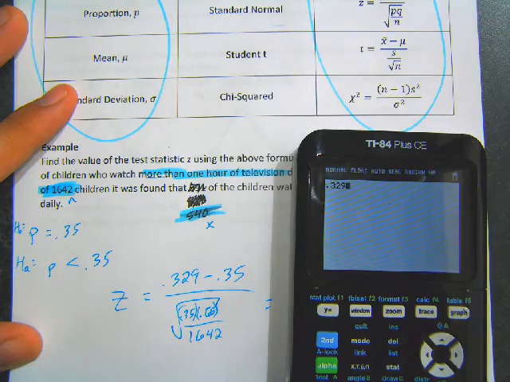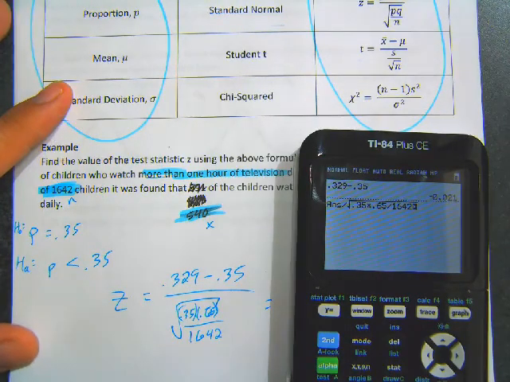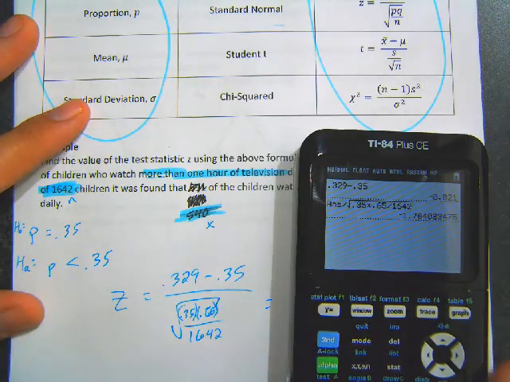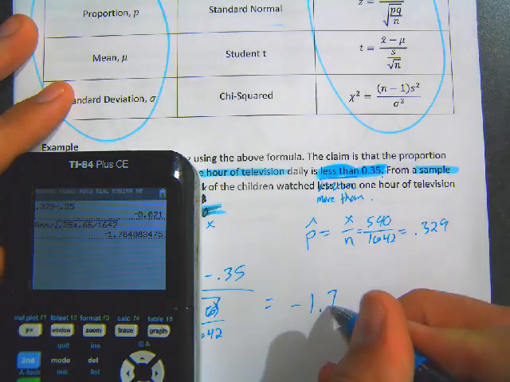0.329 minus 0.35, so I get an answer. I did that first, so I get the subtraction first, and then divide by the square root of 0.35 times 0.65 divided by 1642. You don't need any parentheses up there, so as long as you get the times in there, you're good. And I get negative 1.78. So the test statistic for this is negative 1.78.